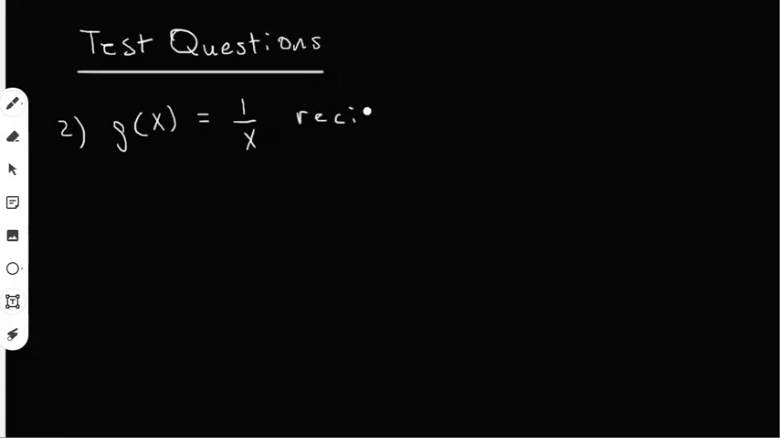Okay, let's do some test questions. We'll do number 2 and number 4. How about that? All right. For number 2, I've got g of x equals 1/x. Notice that this is the reciprocal function. We talked about that on the first day. This is the parent function that has vertical asymptotes and horizontal asymptotes.